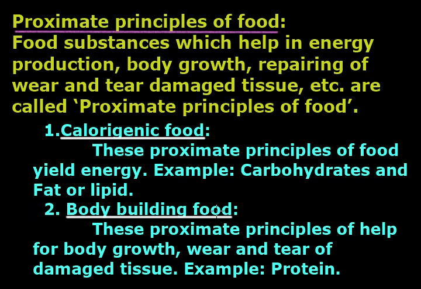The bodybuilding food is the kind of proximate principle food that helps in body development or growth. Body growth means this kind of food helps in development of cells, cell membrane, and it also helps in repairing wear and tear of damaged tissues. Well, protein is an example of bodybuilding food. Although protein is a bodybuilding food, I would like to mention that protein also provides energy to our body. It provides approximately 4.3 kilocalorie energy by burning 1 gram of protein.